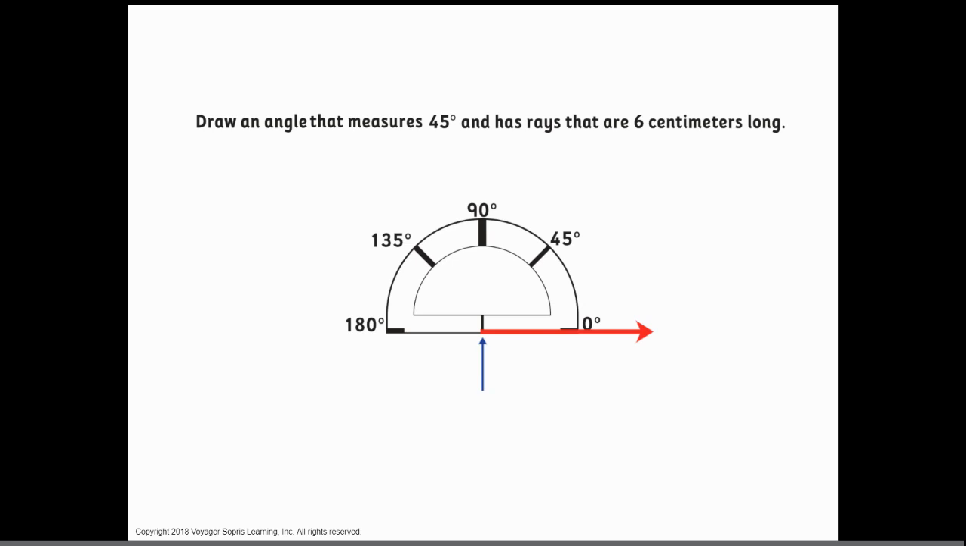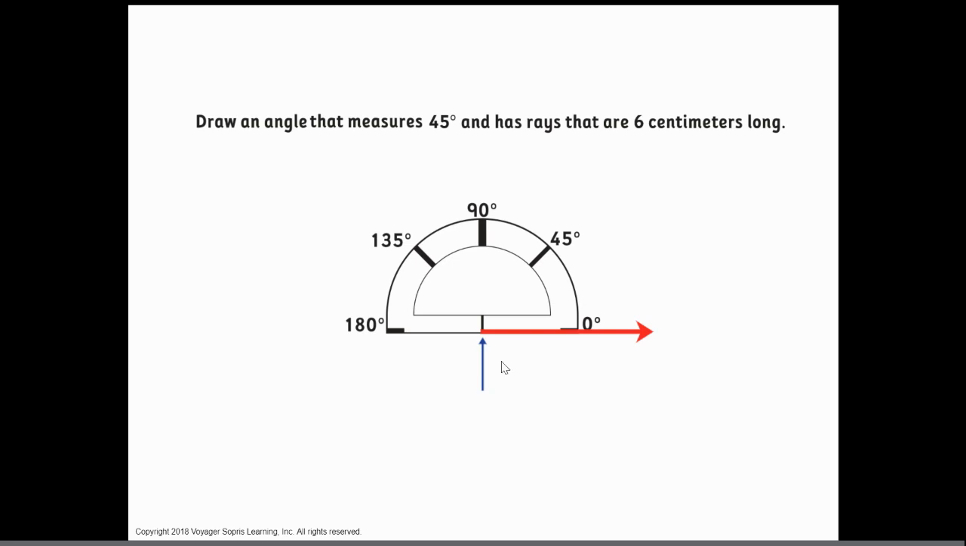There are two different scales on most protractors, which can make measuring and drawing angles kind of confusing. Right now, we will use this informal protractor with only one scale so that we can focus on the benchmark angles: 0, 45 degrees, 90 degrees, 135 degrees, and 180 degrees. Let's use the informal protractor to draw and measure some angles. We'll first draw an angle that measures 45 degrees and has rays that are 6 centimeters long.